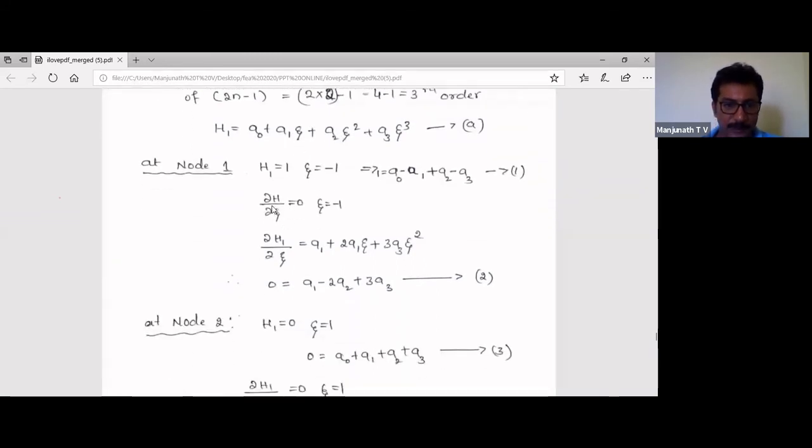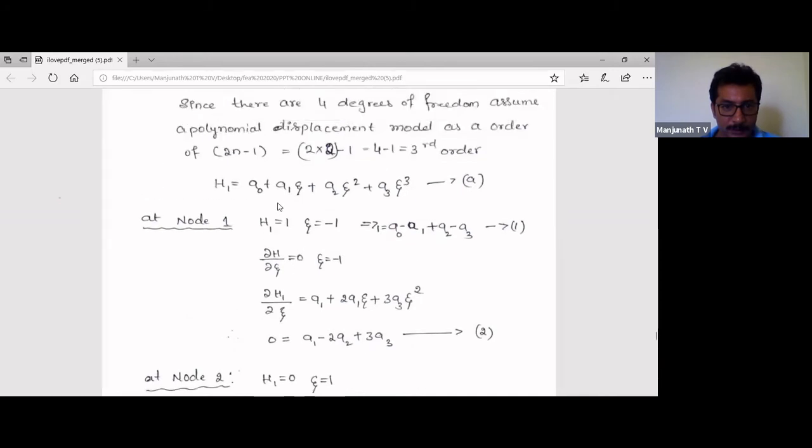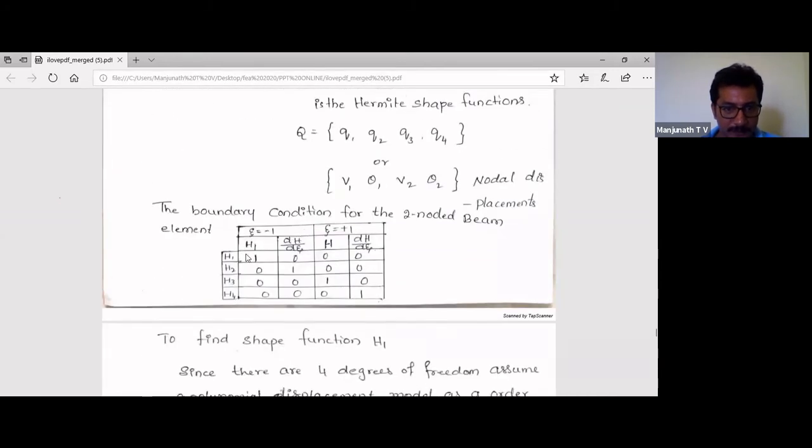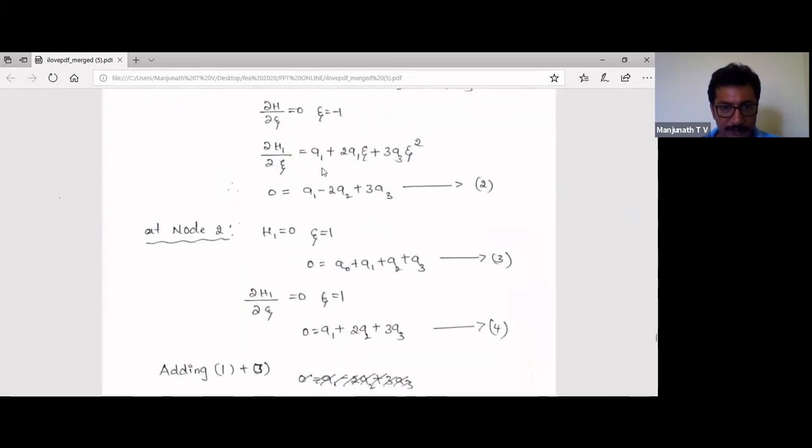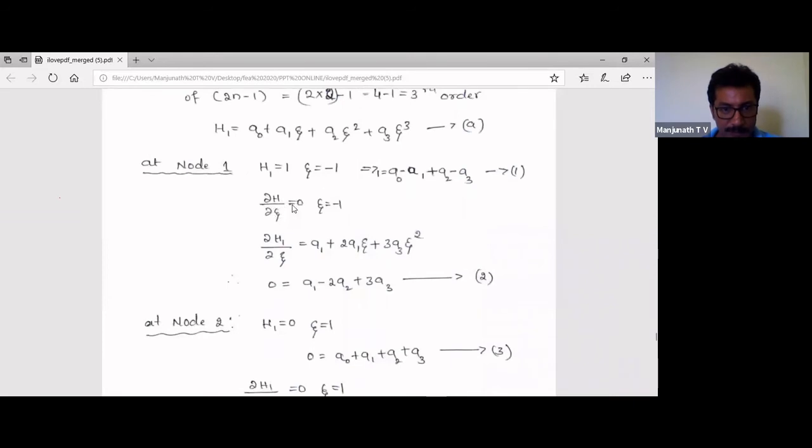Similarly, dou h by dou zeta is equal to 0. From this table, at node number 1, dou h by dou zeta value is 0, and the zeta value is again minus 1. That is how we have taken it here. But what is this dou h? Dou h is nothing but the differentiation of h1.